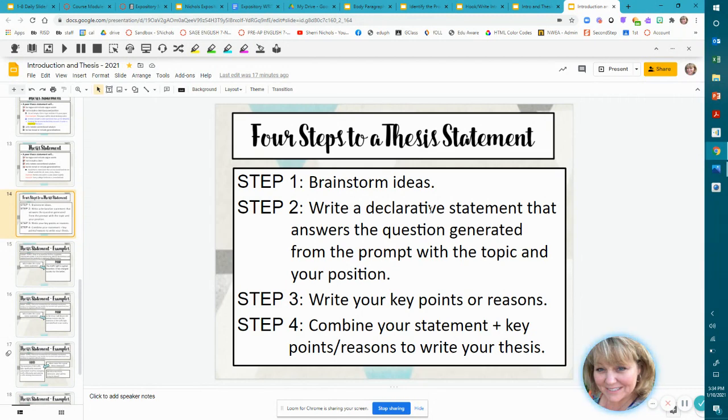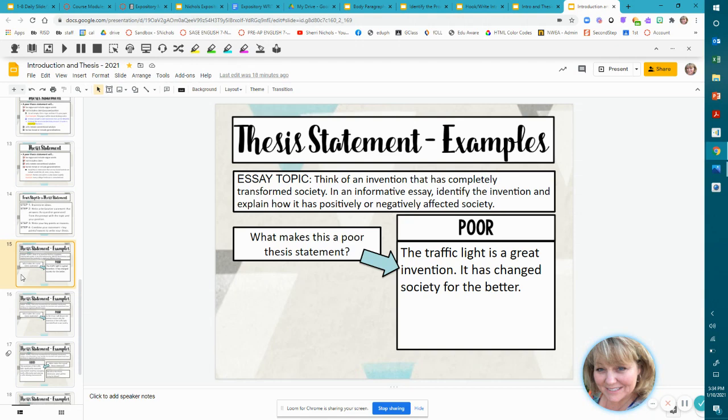So the four steps to a thesis statement are to brainstorm your ideas, write a declarative statement that answers the question generated from the prompt with the topic and your position, write your key points or reasons, and then combine your statement and key points and reasons to write your thesis. And yes, we'll practice that.